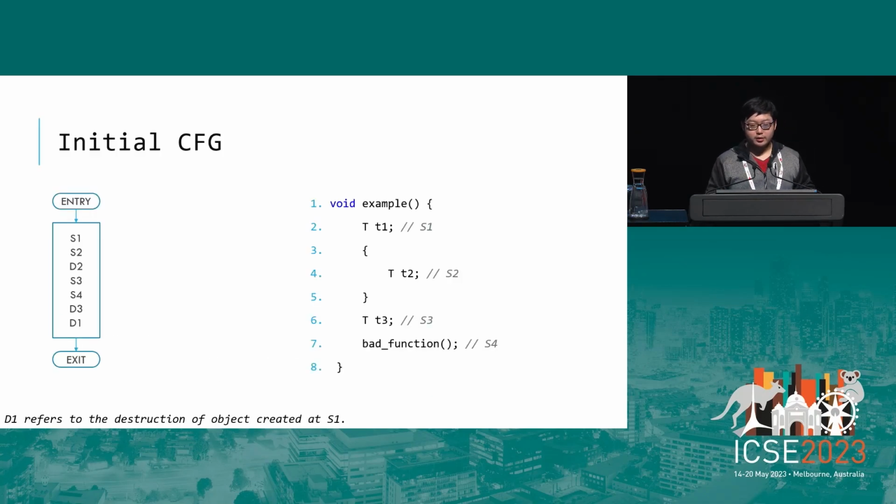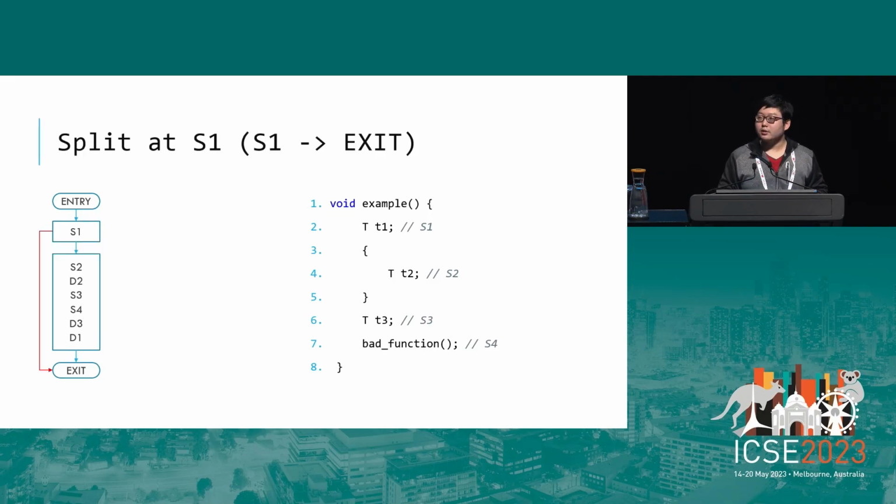On the right side, there is a simple piece of code. On the left side is the control flow graph. S stands for statement, and D represents the destruction. For example, S1 refers to the first statement, and D1 refers to the destruction of the object created at S1. We first split the block at S1. Then we figure out where to go if S1 throws an exception. The red line is called the exception control flow.